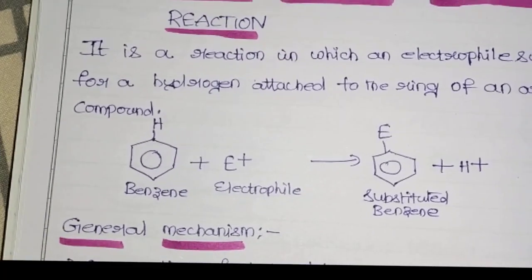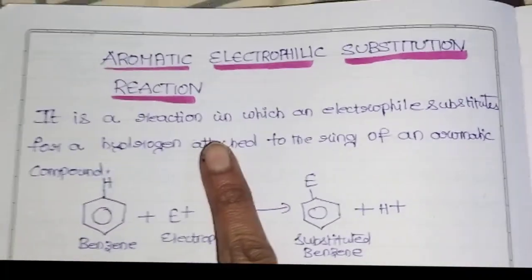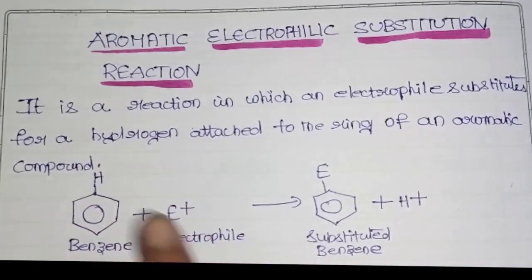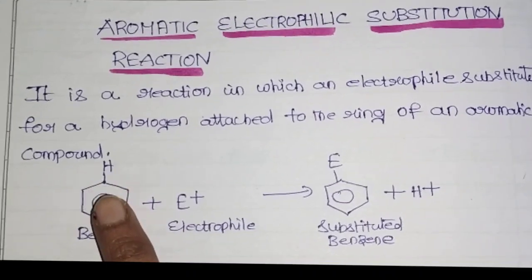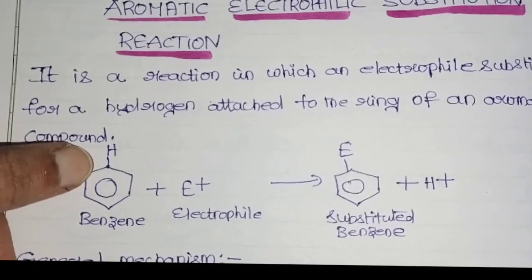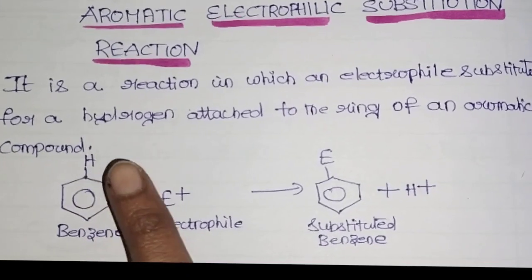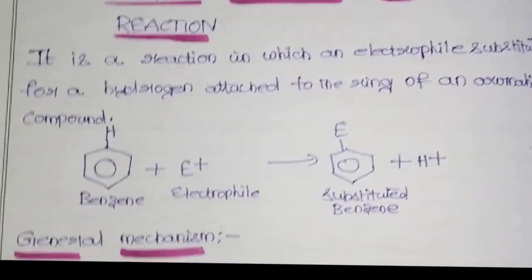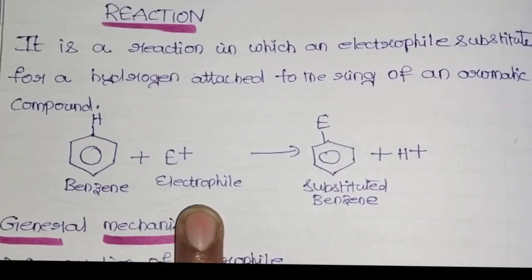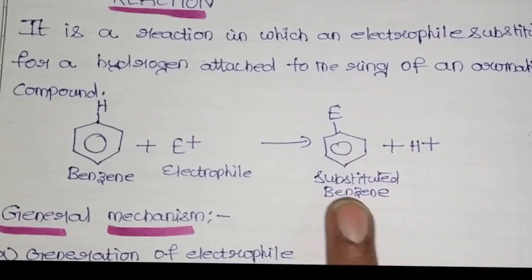So how can we define this electrophilic aromatic substitution reaction? It is a reaction in which an electrophile substitutes a hydrogen, usually the hydrogen attached to the ring of an aromatic compound. For example, when we see benzene, it will be attacked by an electrophile, and it is substituted instead of hydrogen. So this is substituted benzene.